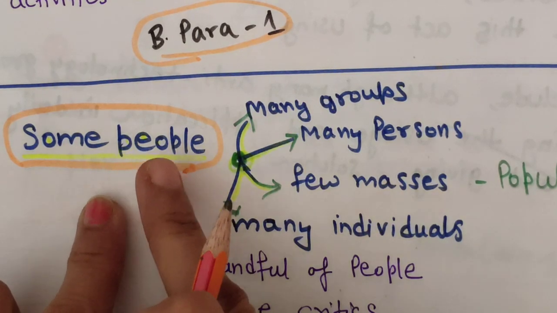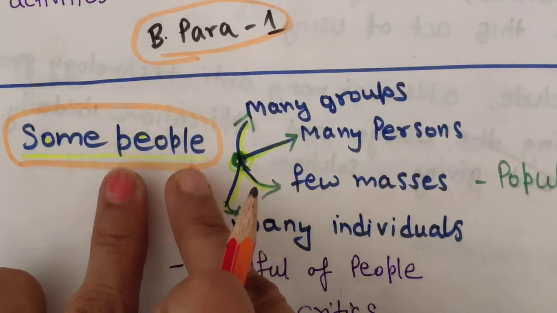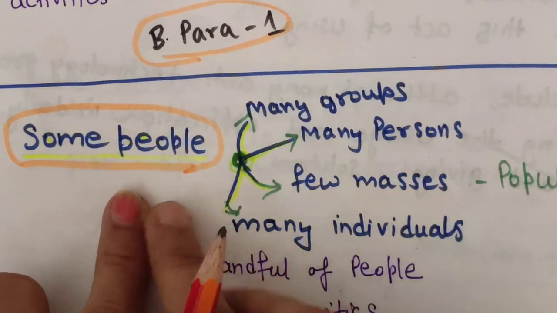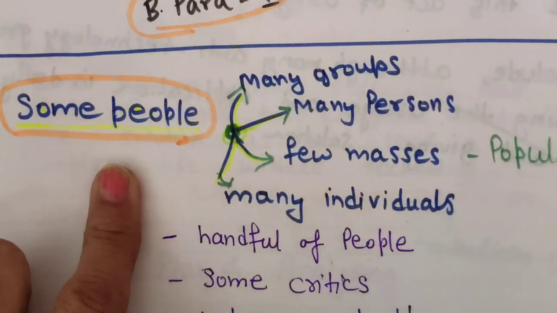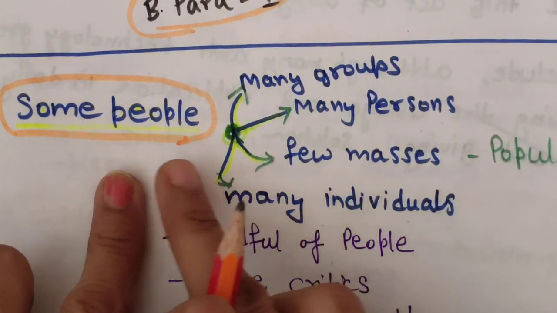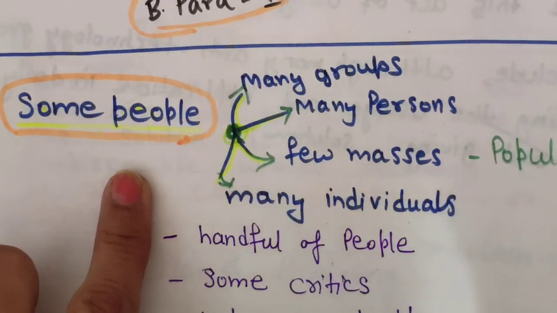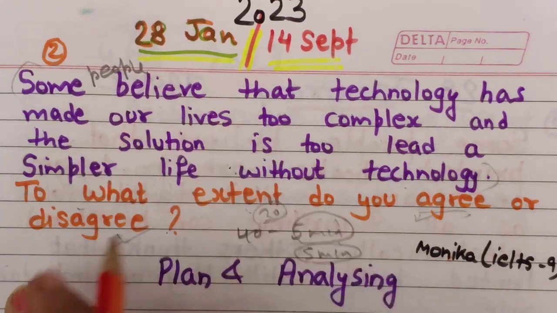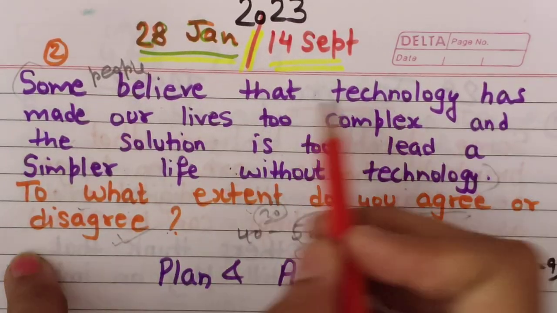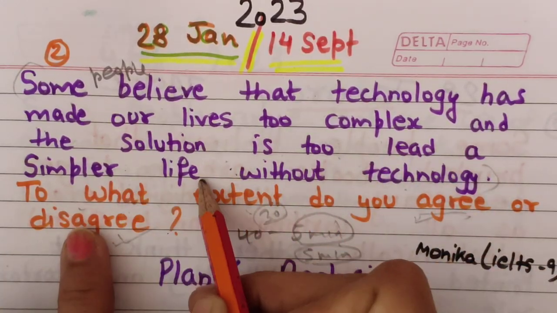So avoid this phrase in the introduction. Specifically I want you to avoid it in the introduction. What can we write instead of 'some people'? Of course you can write these words in your introduction, but I will tell you something new about it. For that we need to read the question statement again. Some people believe that technology has made our lives too complex and the solution is to lead a simpler life.